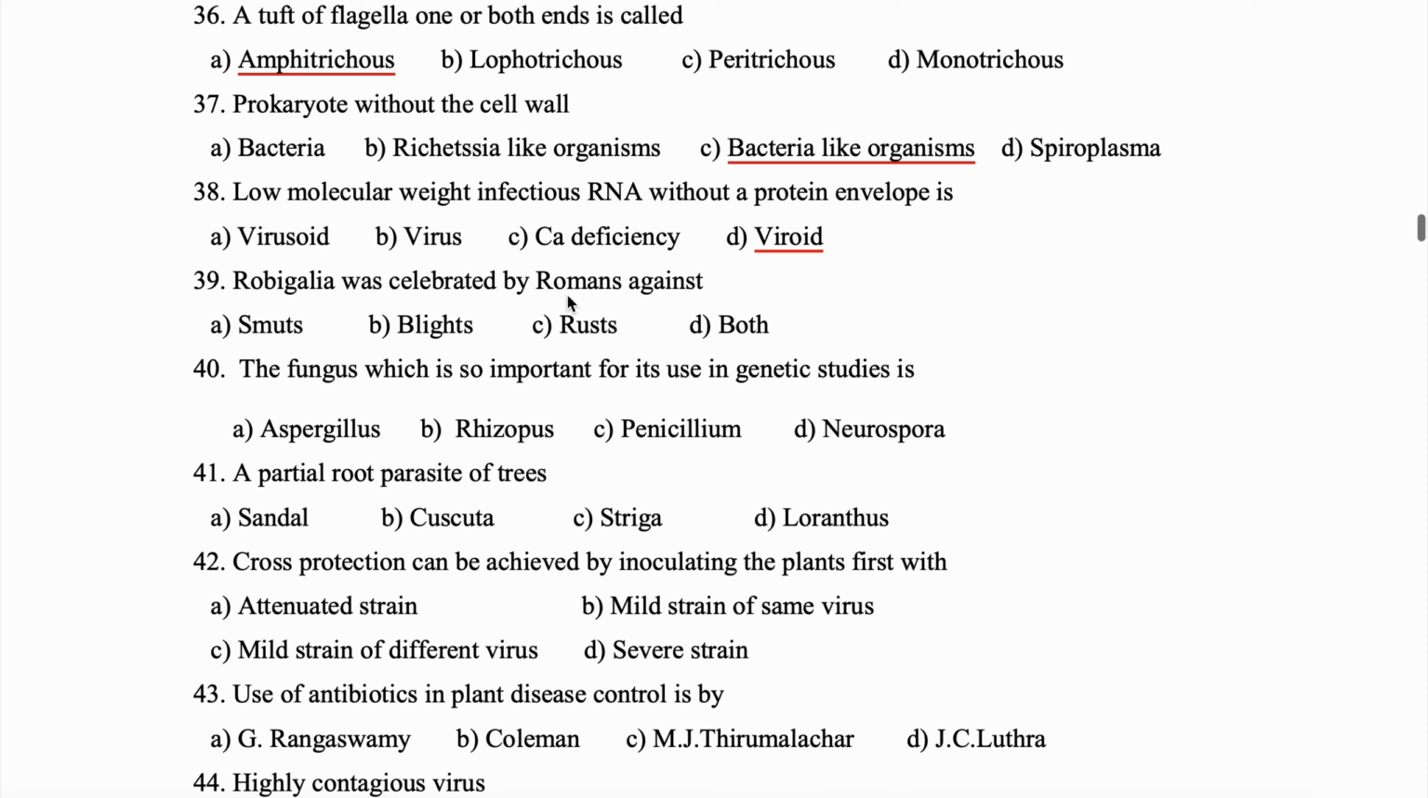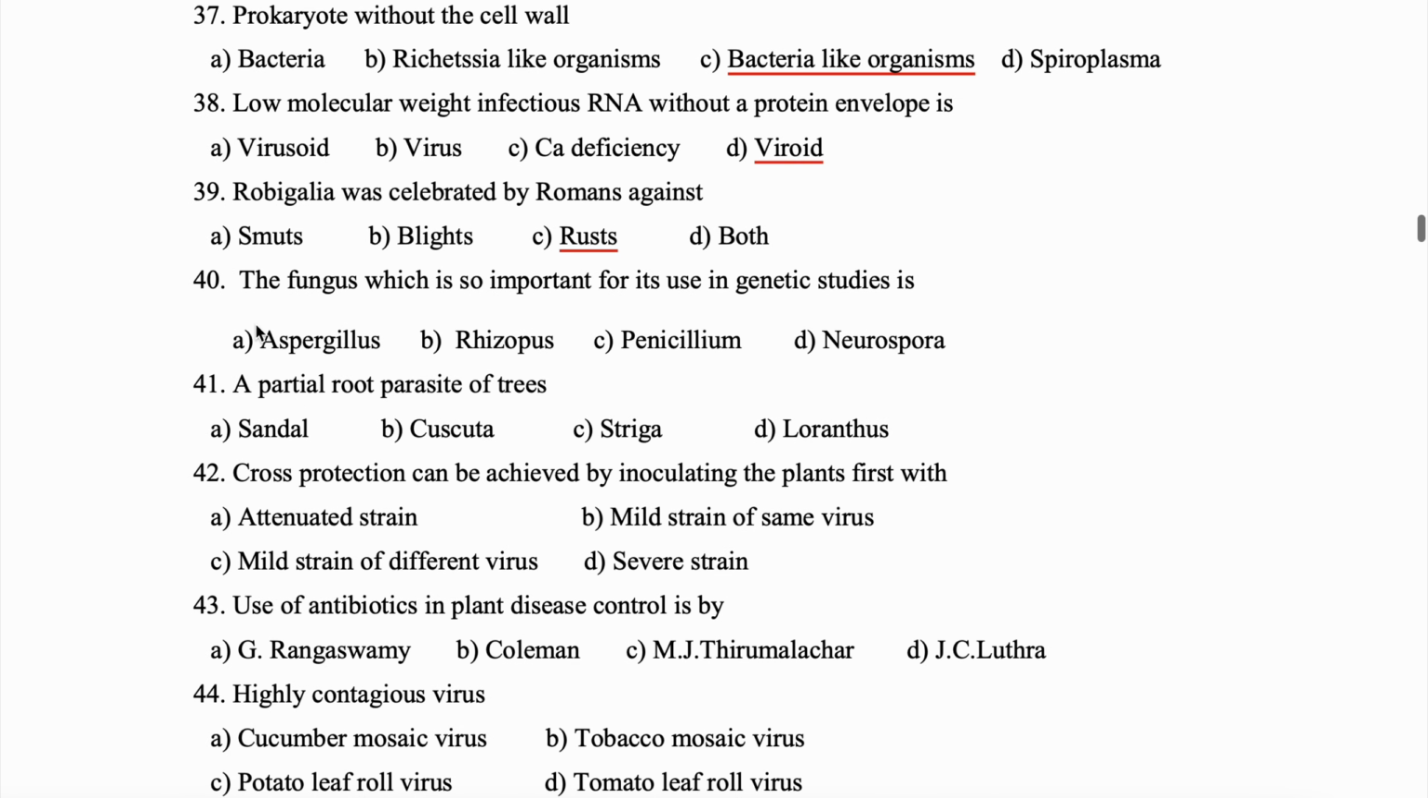Question 39. Robigalia was celebrated by Romans against which disease? Rust disease. It was stem rust of wheat, and this Robigalia is a celebration, and it was celebrated on which day? It is 25th April. Remember that.